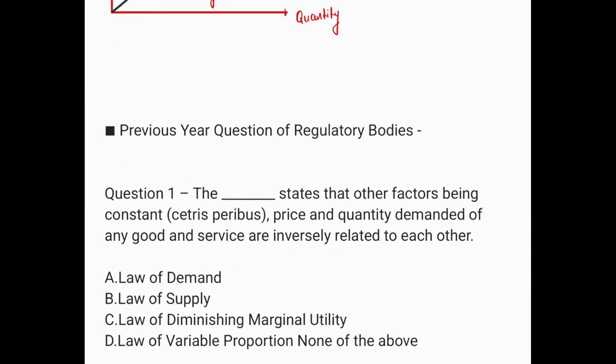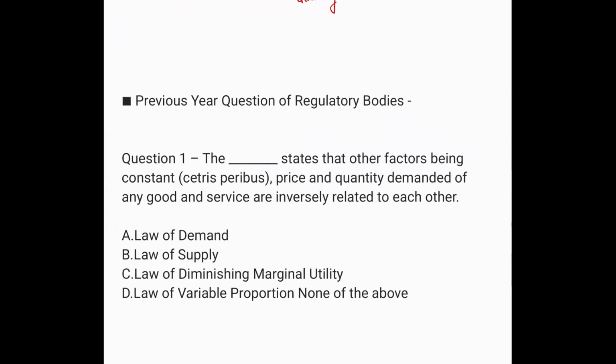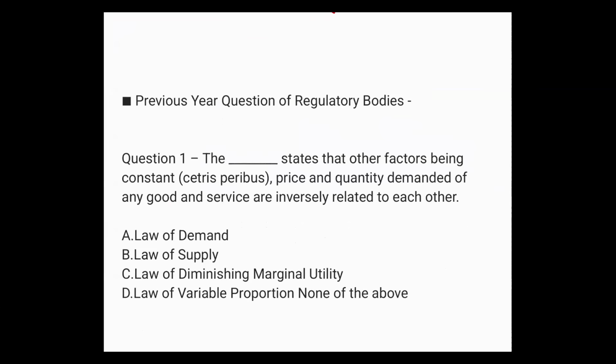Now there are some basic questions, we have completed the law of demand topic and elasticity of demand. So there are some questions that you need to answer. These are only previous year questions. The first question: the dash states that other factors being constant, ceteris paribus, price and the quantity demanded of a good and services are inversely related to each other.